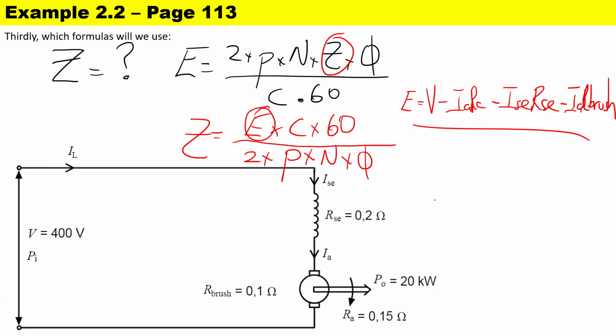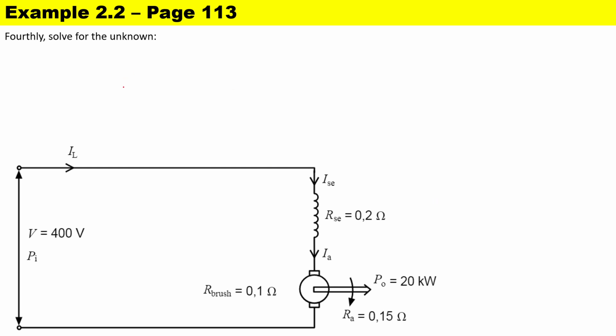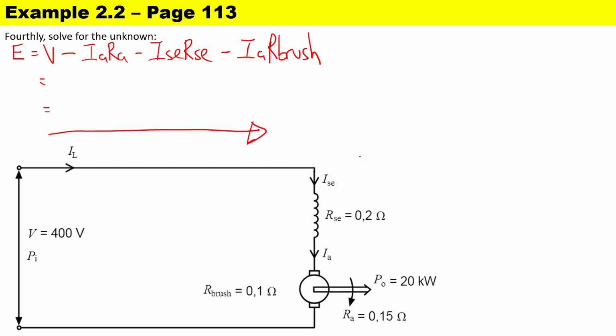Now we can actually go ahead and solve for the unknown. First, let's write the EMF equation here. The EMF is equal to V minus IARA minus ISCRSC minus IA and R brush. We need all those values. In order to calculate the EMF, we have to ask ourselves, do we have all the currents? We don't have any of the currents, but what we do know is that current remains the same in series. So the supply current is the same as the series current, it's the same as the armature current.